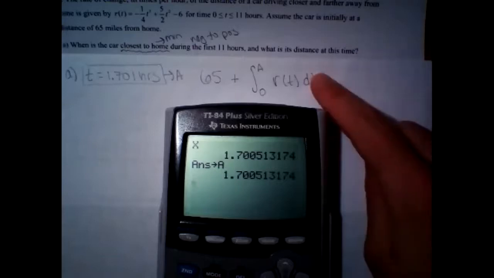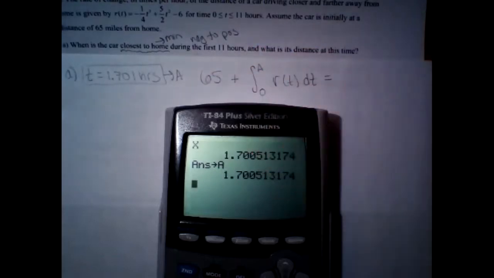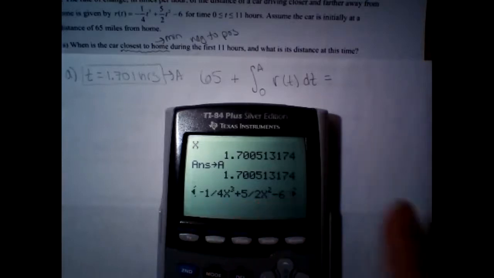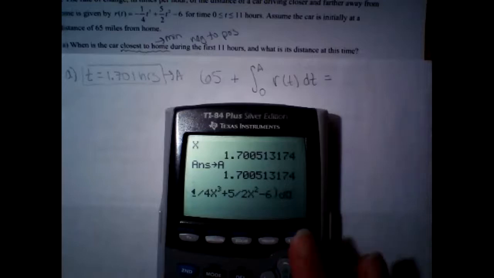And then I'm going to type this initial condition plus displacement. So 65 plus integral 0 to A, and then the R of t function, which was -1/4 x cubed plus 5/2 x squared minus 6. So I just put that R of t function in there, -1/4 x cubed plus 5/2 x squared minus 6 dx, and that will spit out your answer at you.